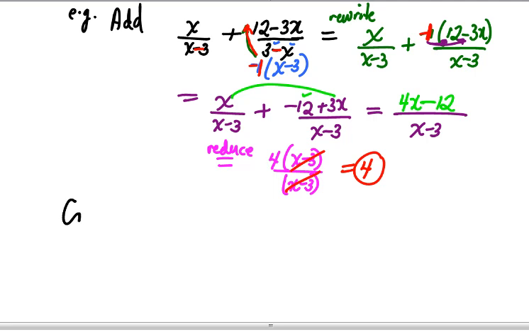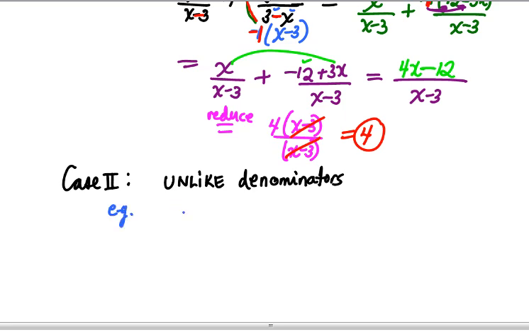We're now ready to go to the second case, and our second case is going to be when we have unlike denominators. With unlike denominators, it's when two denominators are not the same. Working an example numerically, if I said 2/9, and then I added to that 7/12, we want to add those two fractions. What I like to do as a first step is I like to write it vertically. So I'm going to write it like this: 2 9ths plus 7 twelfths.